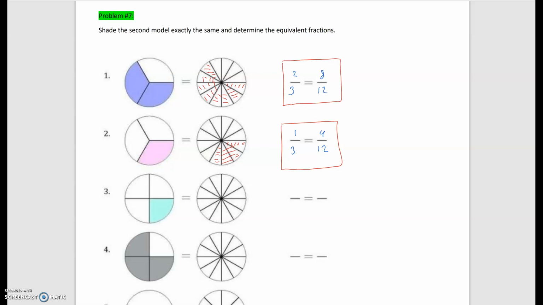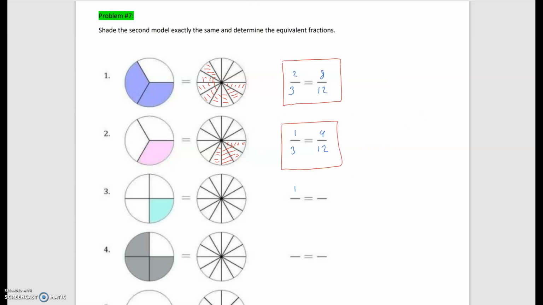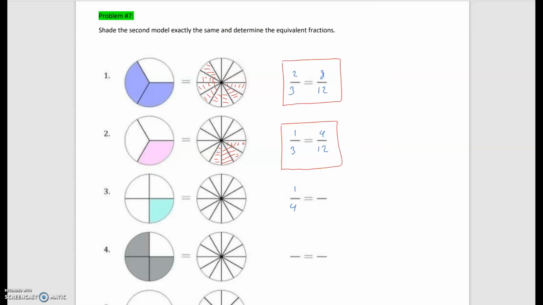Okay, let's take a look at the next one, and it's also 12 pieces. So this is going to be 1/4. And in terms of shading, this is going to be 1 piece, 2, and 3. And then we're still counting 12. 1, 2, 3, 4, 5, 6. So in this case, this is 12, but we're looking at 3 pieces.